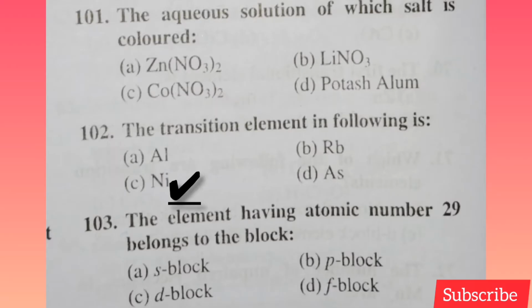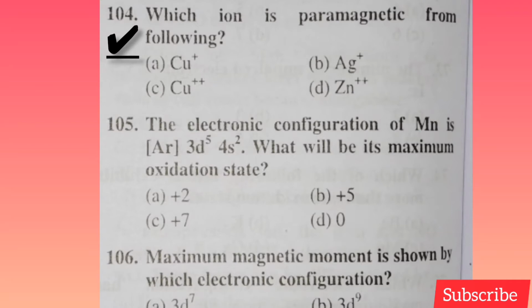Nickel is a transition element. The element having atomic number 29 belongs to the block. Option C is correct. Which ion is paramagnetic from following? Option C is correct. The electronic configuration of Mn is [Ar] 3d5 4s2. What will be its maximum oxidation state?